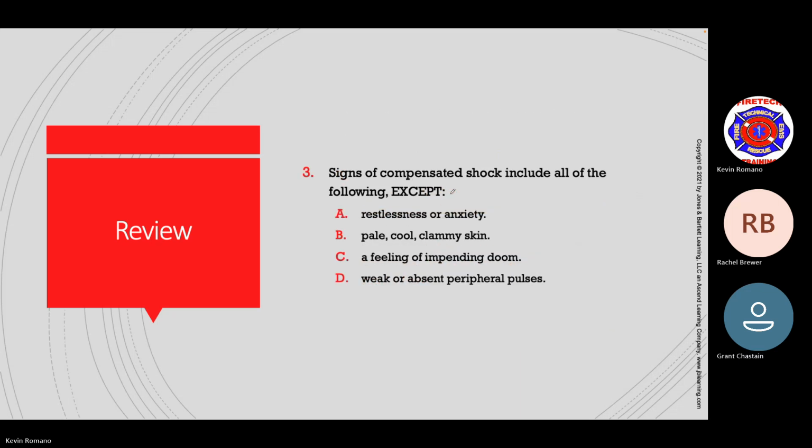Number 3, signs of compensated shock include all the following except restlessness, anxiety, pale, clammy, cool skin, the feeling of impending doom, or weak or absent peripheral pulses. Compensated shock. D. Yeah, we D. Definitely sounds a little excessive. We're not compensating anymore. The answer is definitely D on that one.